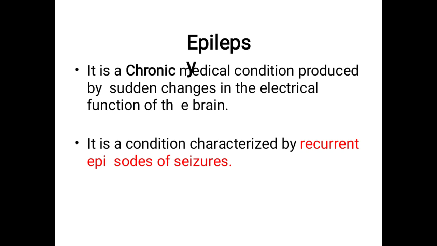Okay, now we are moving to the next part of the CNS drugs, that is anticonvulsant drugs. They are also called anti-seizure drugs or anti-epileptic drugs. Okay, so first of all we should know what is epilepsy. It is a chronic medical condition.